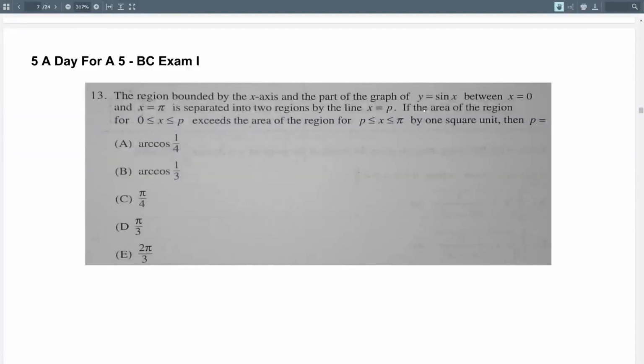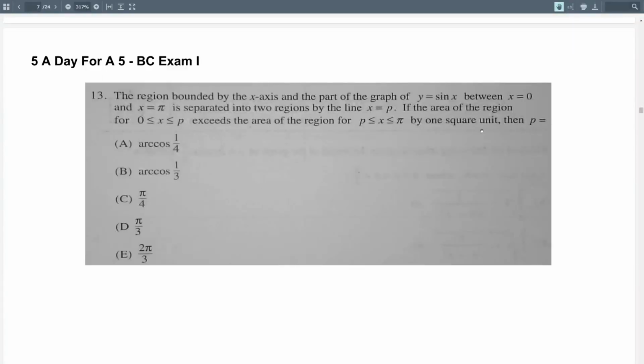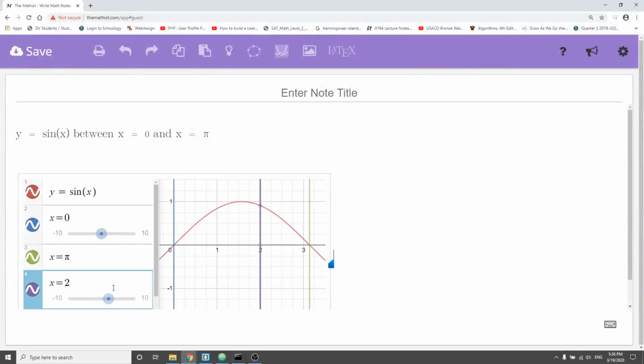But it's saying that there's a line x equals p, which will divide this region into two regions. It'll divide the area under here into two regions, with one of the regions being 1 square unit bigger than the other one. So pretend like we had a line x equals 2. The region left of x equals 2 and underneath the curve would be 1 bigger than the region to the right of it. But right now we don't know what p is, so we're going to try to solve for that right now.